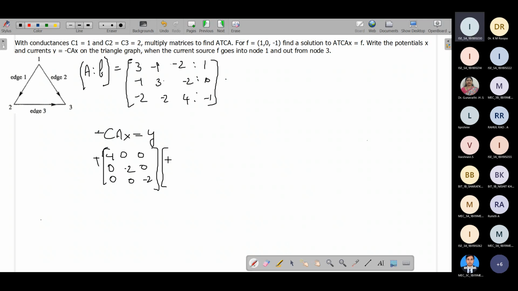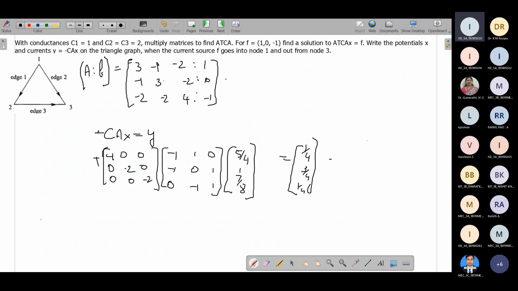Again, the x value, we have already assumed. Ax, what is A? A is nothing but the incidence matrix: -1, 1, 0; -1, 0, 1; 0, -1, 1. We have already found the x values in the previous step: 5 by 4, 1, and 7 by 8. If we multiply all these 3, we get the solution for y as 1 by 4, 3 by 4, and 1 by 4. So these are the currents.